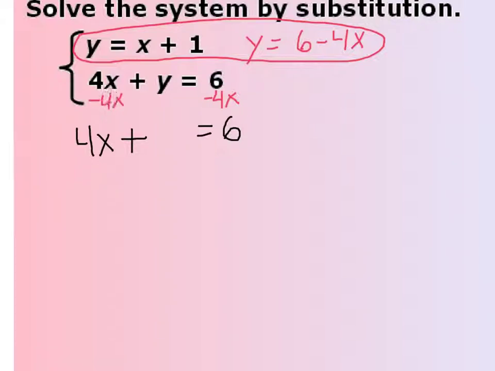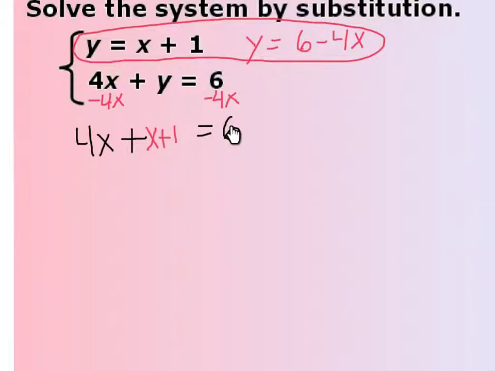It's 4x plus y, but I don't want you to say y. I want you to say x plus 1, because we're going to substitute in x plus 1 in the spot where y used to be in this equation. And here's what it looks like. I'm going to take x plus 1, and notice instead of y, I wrote x plus 1 in its spot.